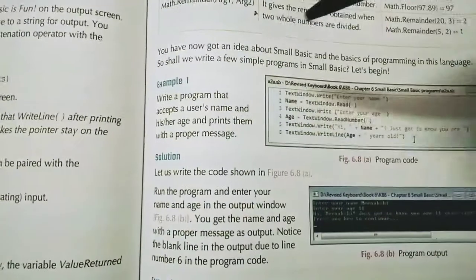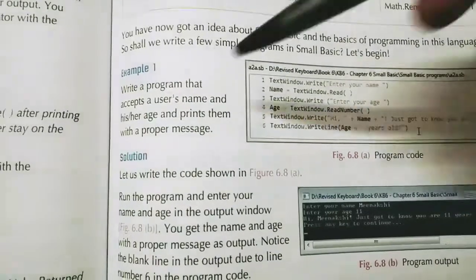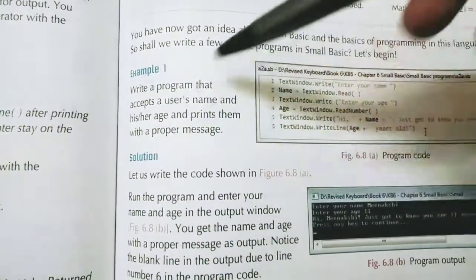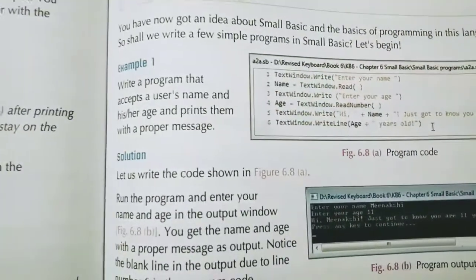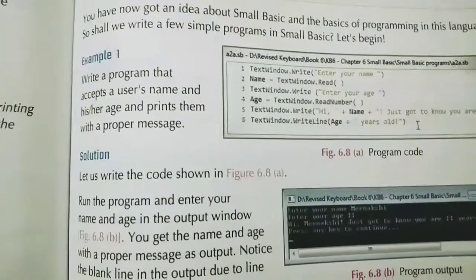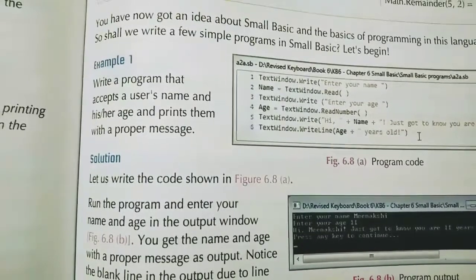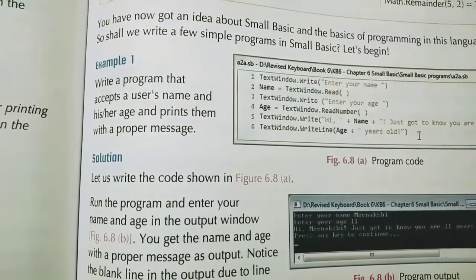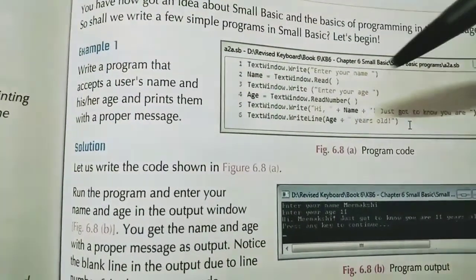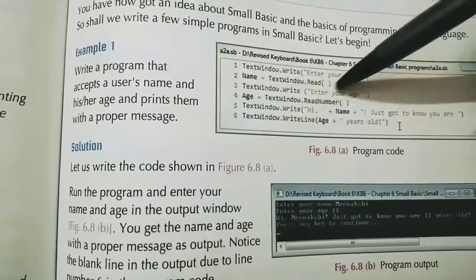Some examples of Small Basic programs are given here. For example number 1, write a program that accepts a username and his or her age and prints them with a proper message. That means when you run the program, it will ask for a username, you enter a name, then it will ask for your age, you enter your age. After that, when you press enter, it will show your name with your age. It will show the output like this.